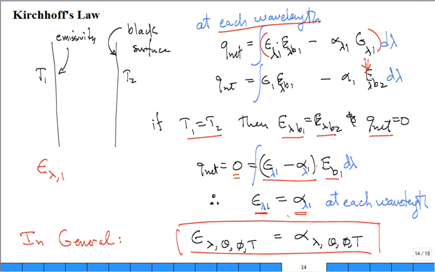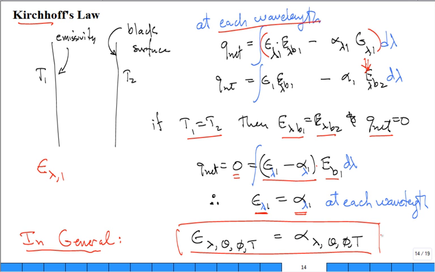I didn't include another slide, but you could do it not only at each wavelength, but at each orientation of the surface, each theta. If you did it, you would get to the very general result, which is really Kirchhoff's law, saying the emissivity of a surface at a particular wavelength, at a particular incident angle, at a particular temperature is equal to the absorptivity of that surface at that wavelength, orientation, and temperature.